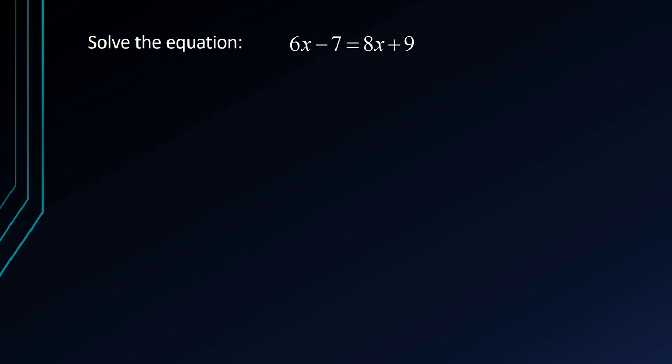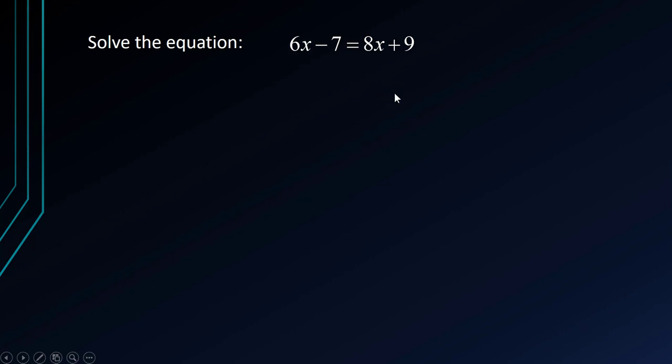Okay, so this one is a little bit more complicated. As far as simplified goes, it's pretty much simplified on each side. There are no like terms on the left-hand side to combine, and no like terms over here to combine. But I do have variables on both sides of the equation.